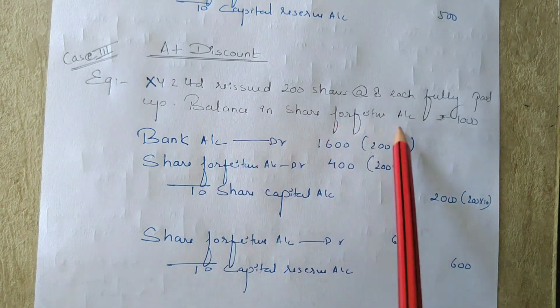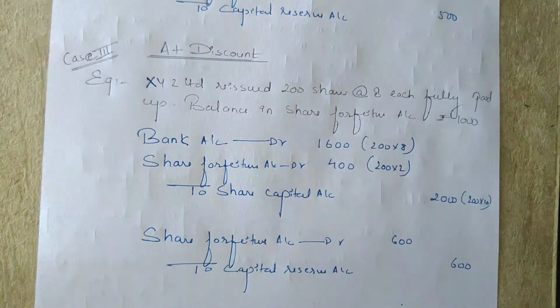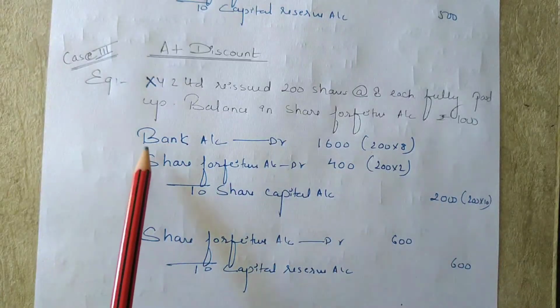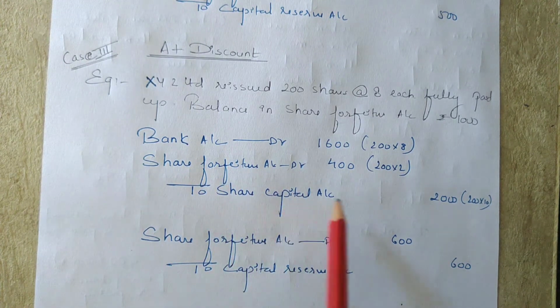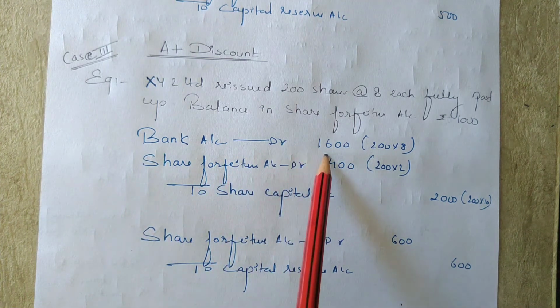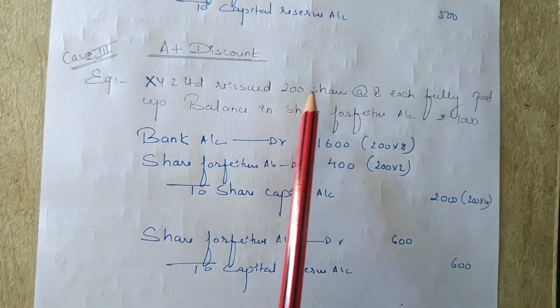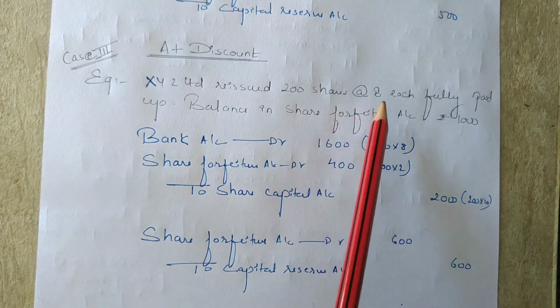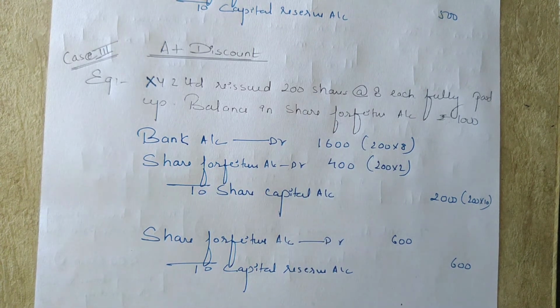Balance in share forfeiture account is rupees 1000. So the entry will be bank account debit, share forfeiture account debit to share capital account. Now bank account will be debited with the amount 1600, as number of shares reissued is 200 and the reissue price is 8. So 200 into 8, 1600.